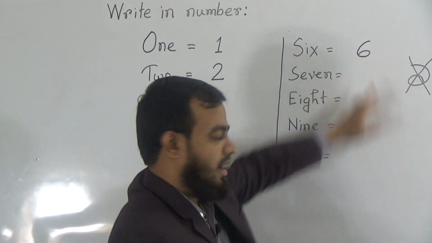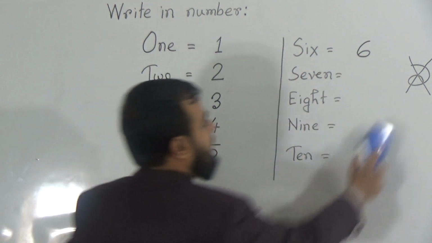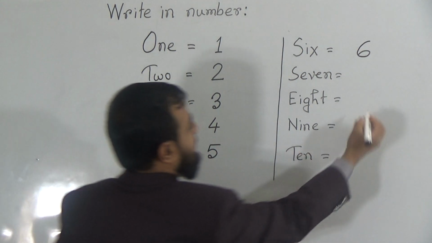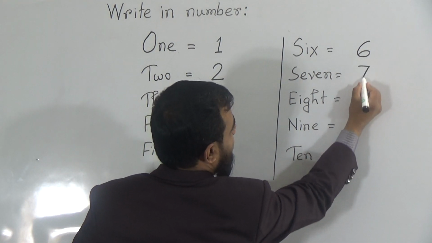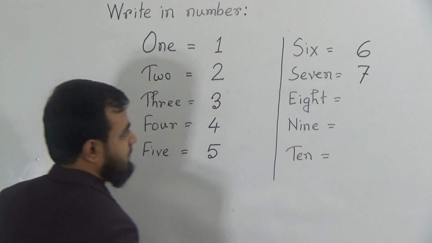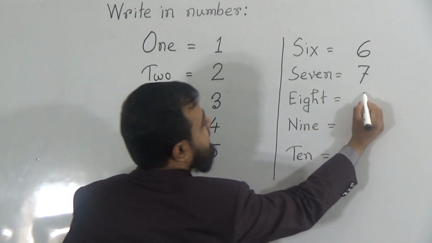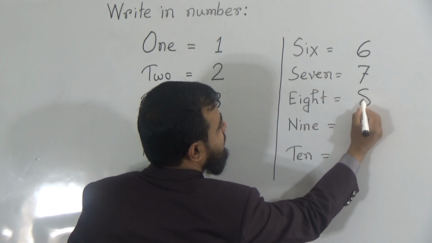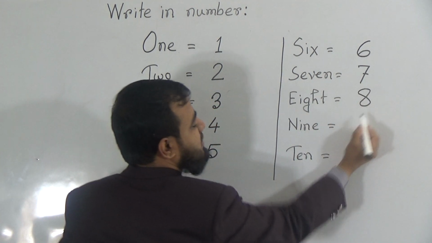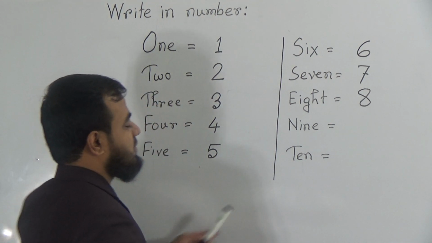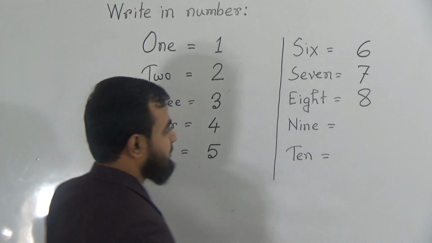After 6, we need to write down number 7. The 7 is like this one. After 7, the number comes 8. 8 can be written down like this. It's not a Bengali number, it's an English number. So it is the number 8.